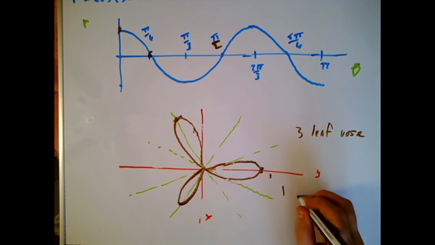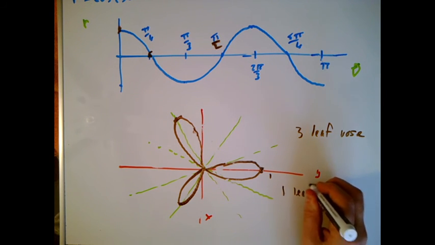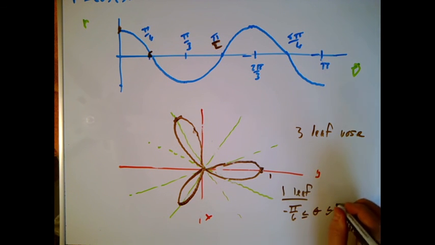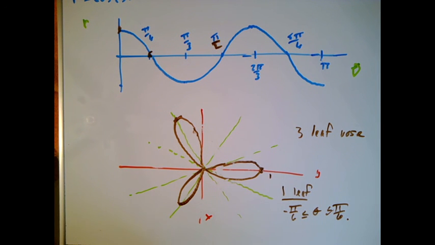That says if I wanted just 1 leaf, the inequalities I would have to use most easily, I think, is just minus pi over 6 to pi over 6. And that's sketching the graph of the 3-leaf rose and enough inequalities that we can get the 1 leaf.